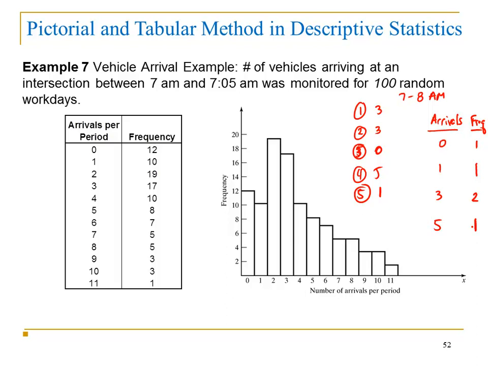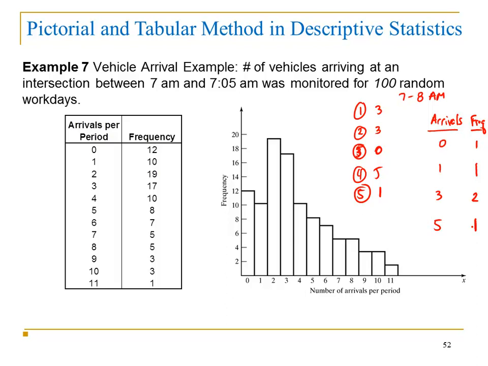So this is basically telling you that on 12 days, you observe no cars crossing that street. And on 10 days, you only observe 1 car crossing that street. On 19 days, you observe only 2 cars. On 19 days, you observe 2 cars crossing the street, and so on.